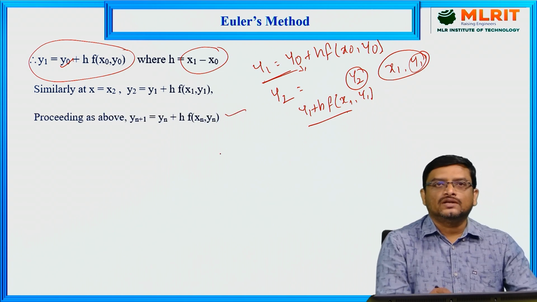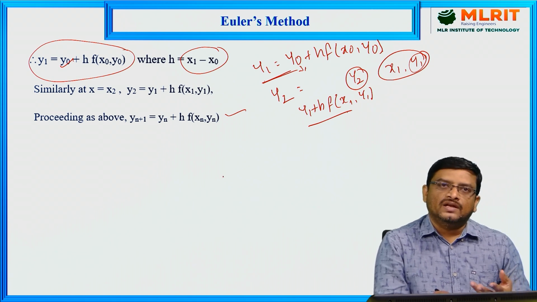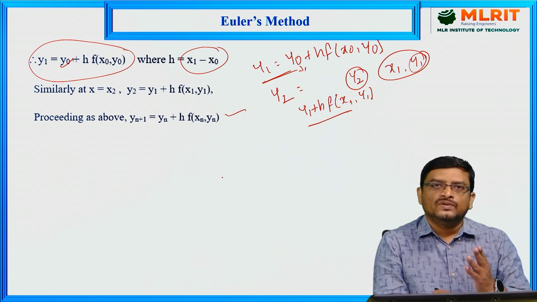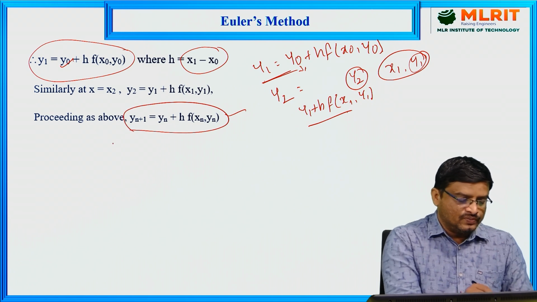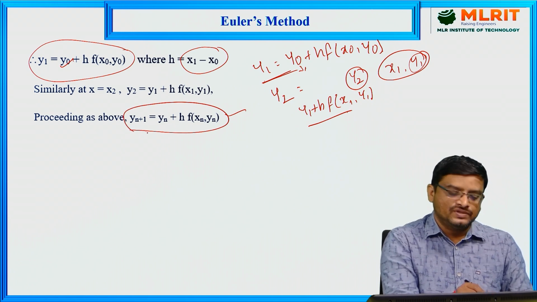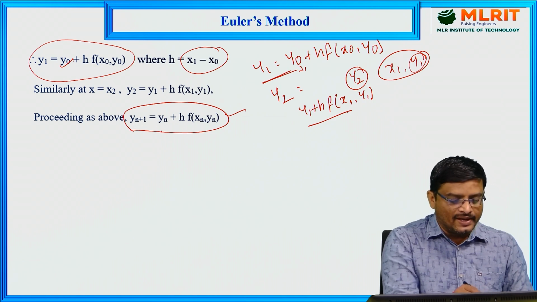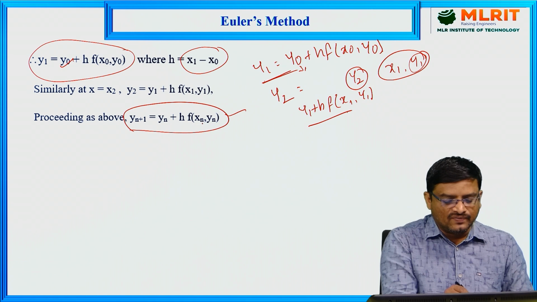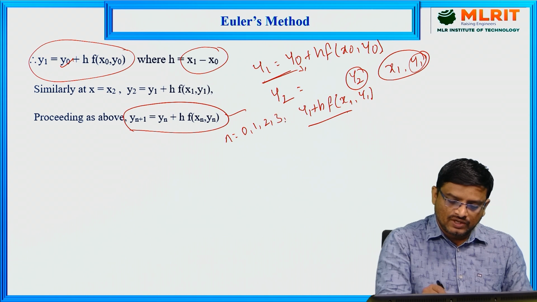So in general, like this, whenever we want to find out the y value at x3, the y value at x4, the y value at x5, we can consider this standard formula. So proceeding like this, whenever we are having n number of values here, this can be written as y suffix n plus 1 is equal to yn plus h into f of xn comma yn, where n takes the values 0, 1, 2, 3 and so on.